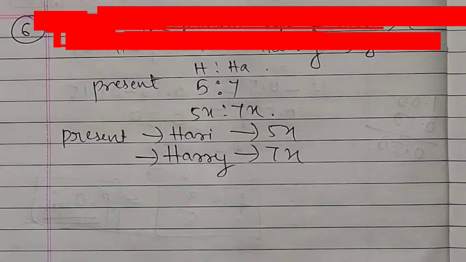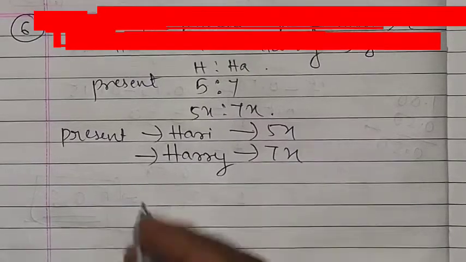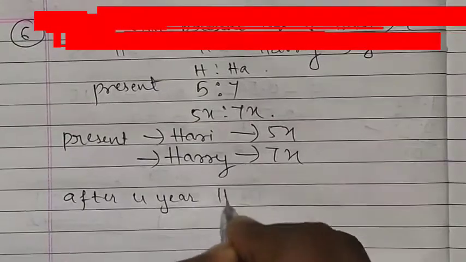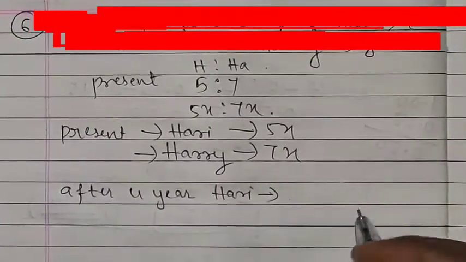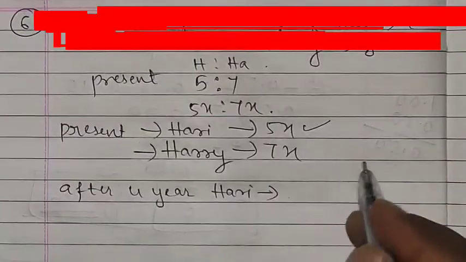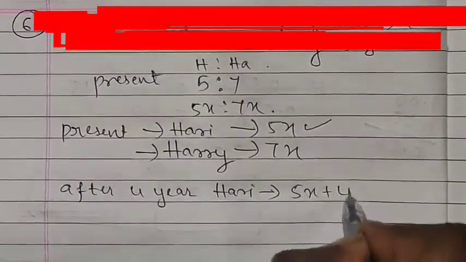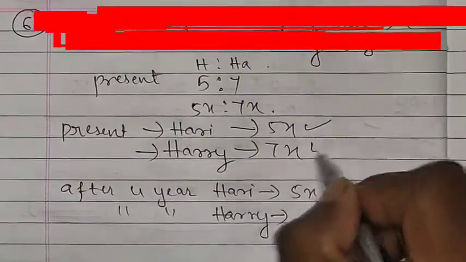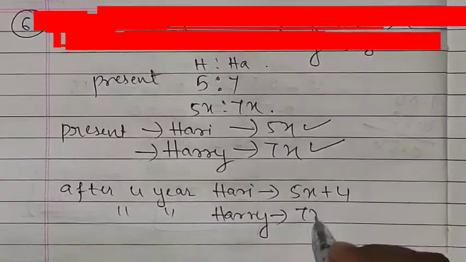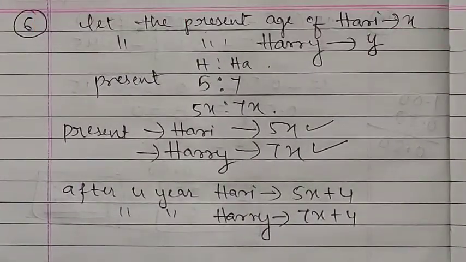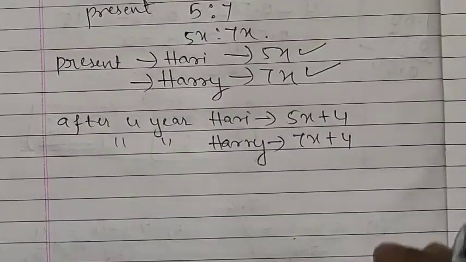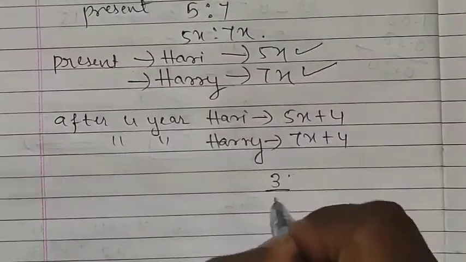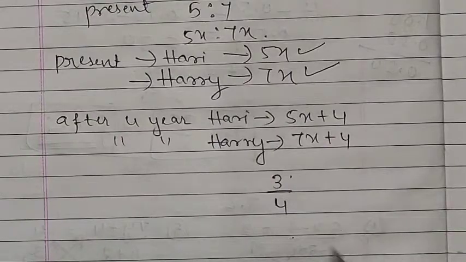According to the question, after 4 years, their ages will change. After 4 years, Hari will become, 4 years will be extra. Present is 5x. After 4 years, 4 is added to this 5x. It means 5x plus 4. After 4 years, Harry is also 4 years more than the previous one. Present 7x is there. After 4 years means plus 4. They gave that after 4 years, the ratio will become 3:4.